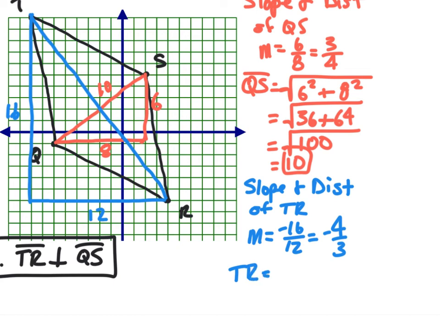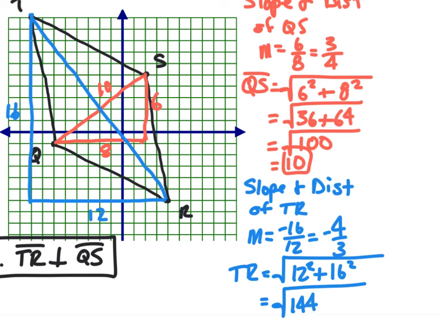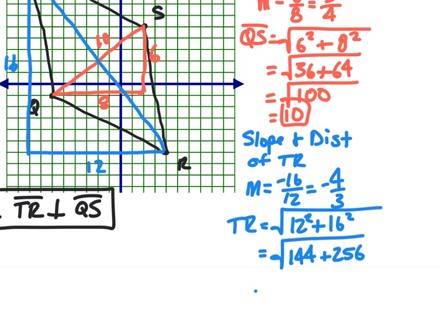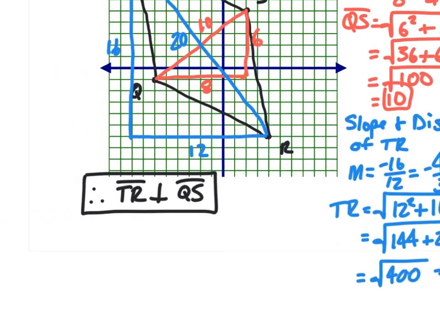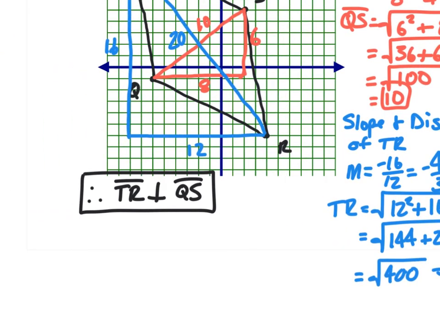TR, that's the square root of 12 squared plus 16 squared. So that gives you the square root of 144 plus 256, which ends up giving you the square root of 400, which ends up just giving you 20. Okay, so this is 20. The other one's 10, so they're not congruent. So we have a rhombus. So TR is not congruent to QS, okay? That's another conclusion that we can draw.